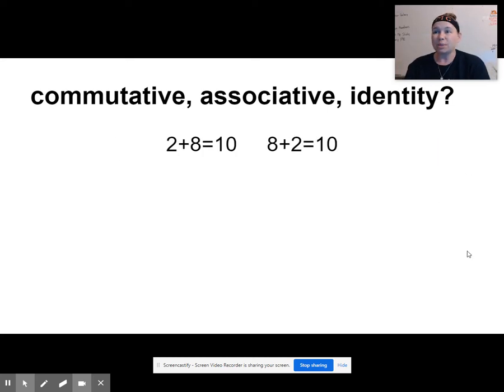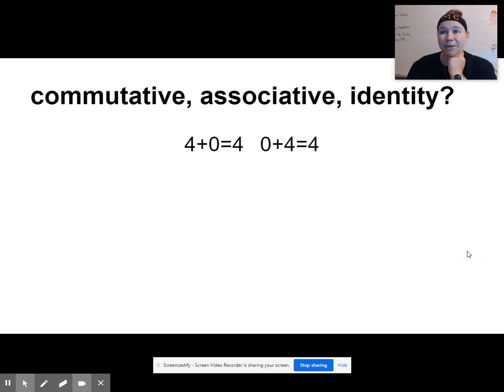All right, so commutative, associative, or identity. Well, 2 plus 8 equals 10. 8 plus 2 equals 10. The order does not change. That's commutative. How about this one? There's a 0. So I automatically think identity, which it is. But you're right, it's also the commutative property because the order doesn't change the sum.